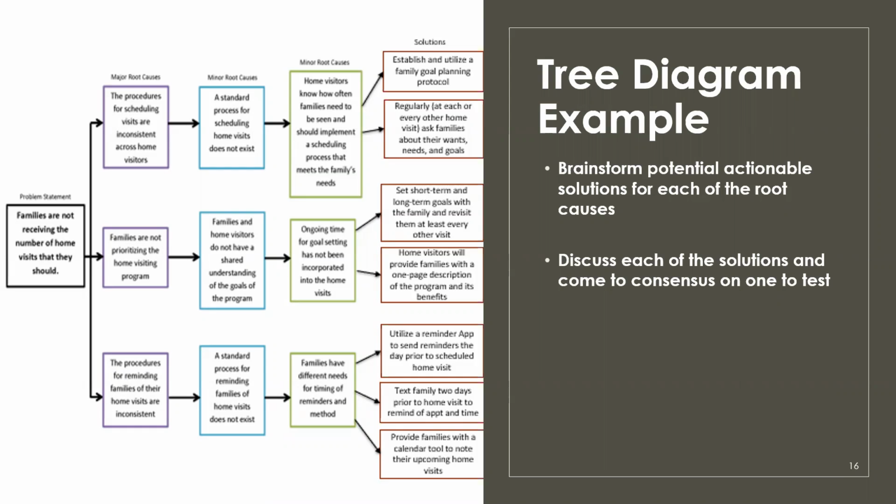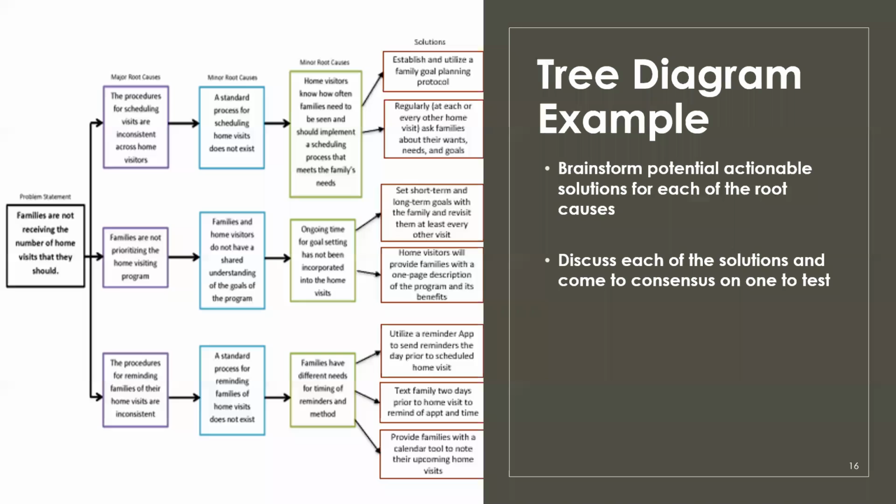So let's take a look at this last branch, for example. So the procedures for reminding families of their home visits are inconsistent. The team broke that particular major root cause down into two minor root causes, one being a standard process for reminding families of home visits does not exist, and two being that families have different needs for timing of reminders and method. So they spent some time talking about this particular branch and thinking about what are some potential solutions we could test to help us work on this challenge that we have at hand that's feeding into the problem that we have of families not receiving the number of visits that they should.